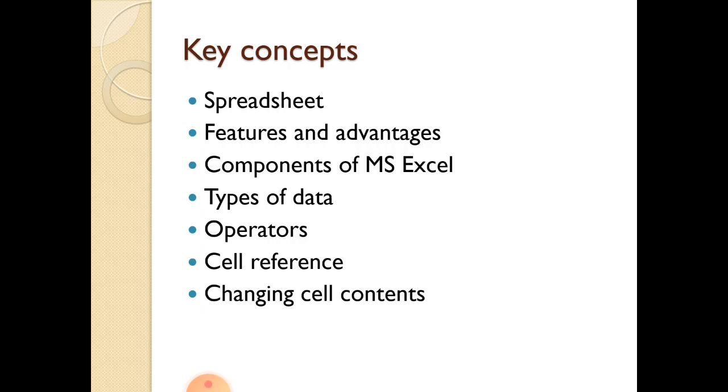Now, what are the key concepts that we have discussed in this chapter? What do you mean by spreadsheet program? What are the features and advantages of this program? Components of MS Excel. In the last slides, I have again discussed with you different types of data: text type of data, number type of data, formula. Operators we have discussed to perform the operations: arithmetic operators, relational operators, concatenation operator, reference operators, comma operator. Cell reference we have also done, types of cell reference like absolute, relative, and mixed, changing cell contents.